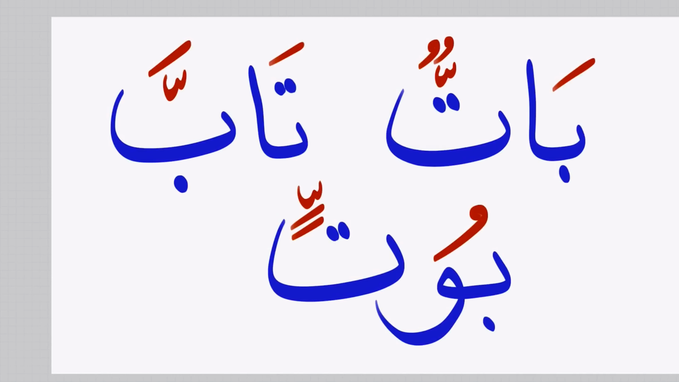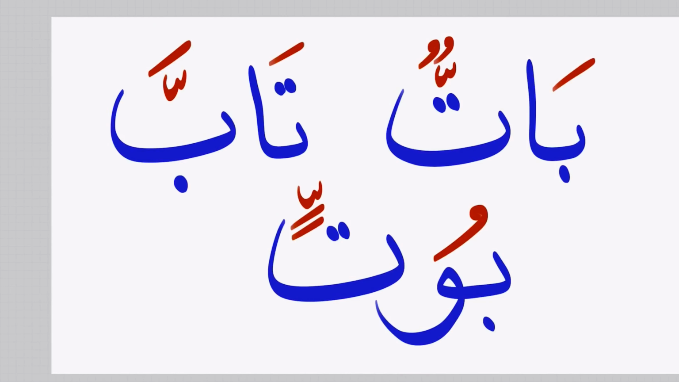The next shadda is shadda with a short vowel fatha. The pronunciation will be ibba, because it is on top of a ba letter. So it's ibba.